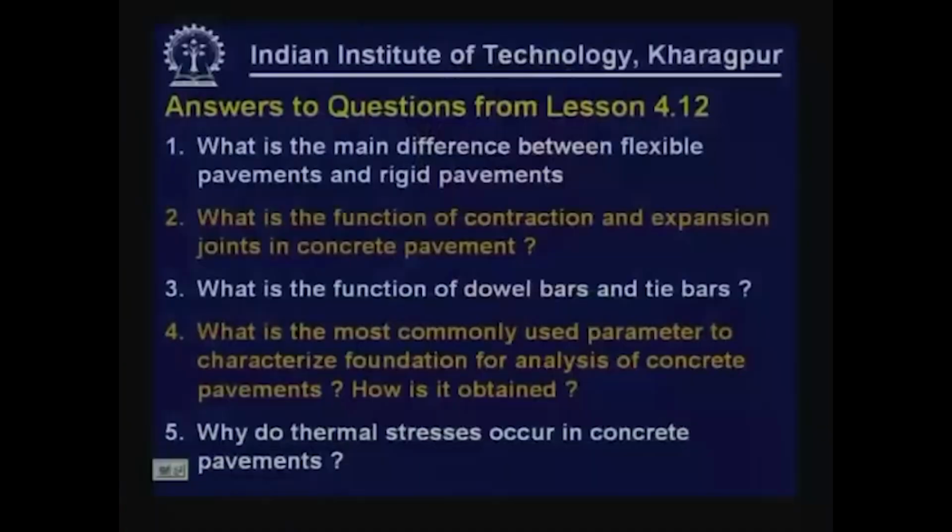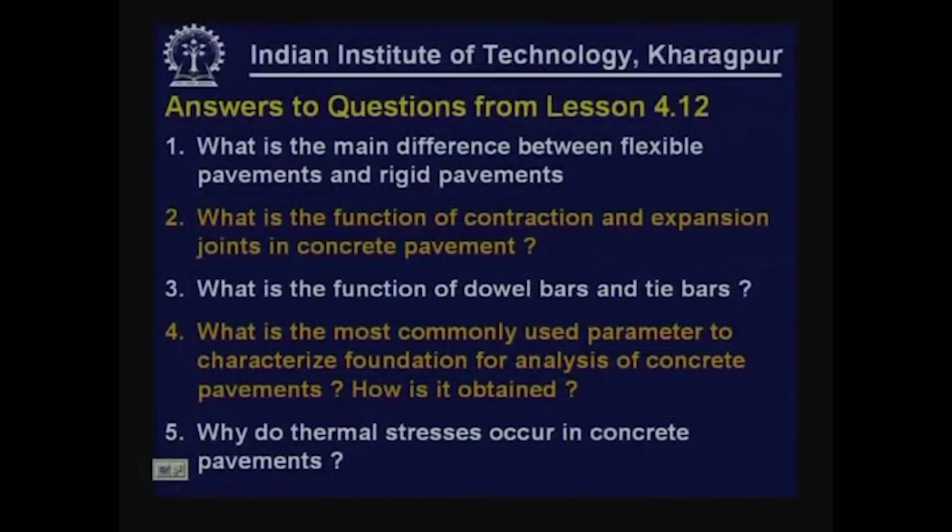Next question is, what is the function of contraction and expansion joints in concrete pavement? If you construct a very long slab without any joints, it is anyway going to crack because of contraction. As the temperature decreases, slab is going to contract. So there is going to be some restraint that is going to be provided by the foundation. As a result, there are going to be tensile stresses developing. It is going to crack. To regulate the location at which the cracks are going to be forming, we are going to weaken the slab at regular intervals and thereby allow the crack to develop at that location only. So that's the reason we have to provide contraction joints.